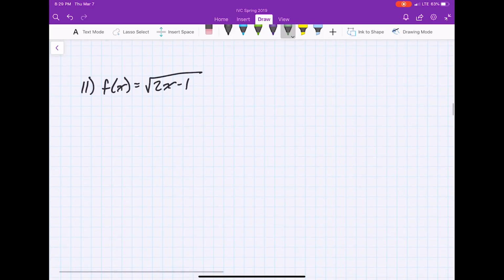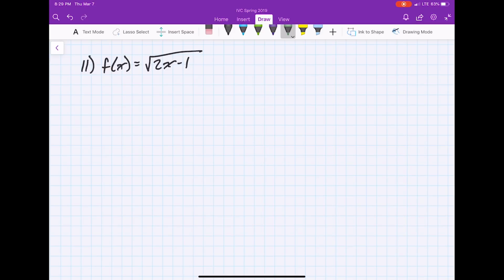Number 11 is the exact same process where we are going to find the domain of this. Well, 2x minus 1 has to be greater than 0, otherwise we get imaginary numbers. So 2x is greater than 1, and then x is greater than 1/2. So that's our domain, is x has to be greater than 1/2. If anything smaller, you're going to get a negative number, which will be an imaginary number under the radical.